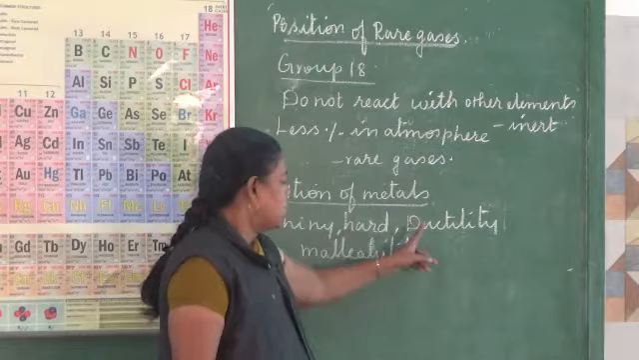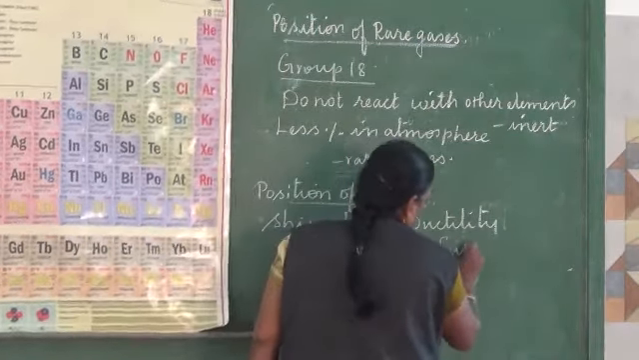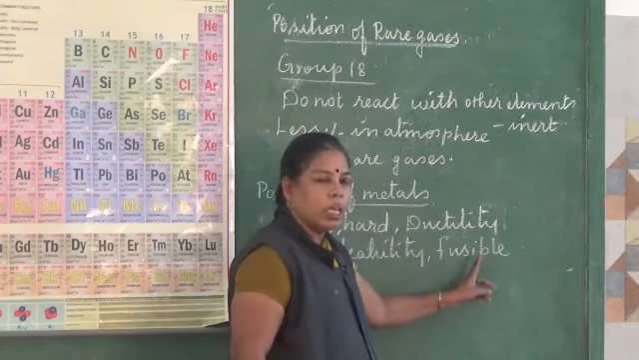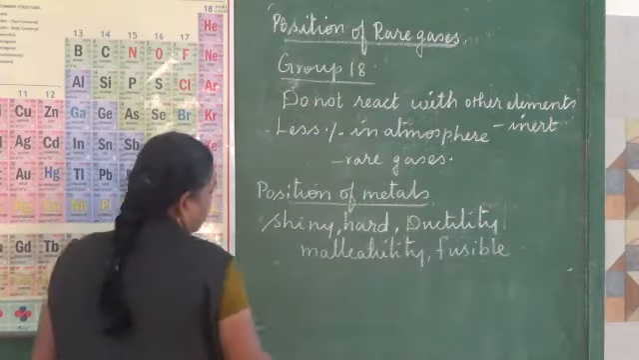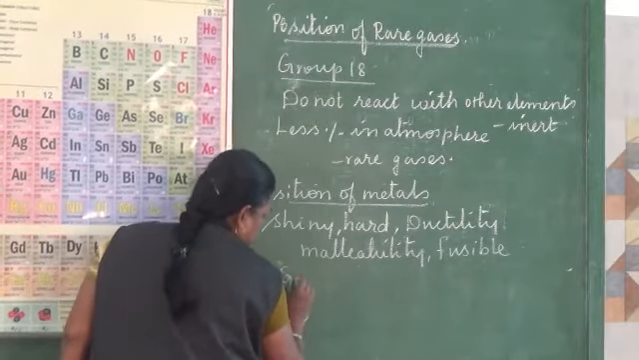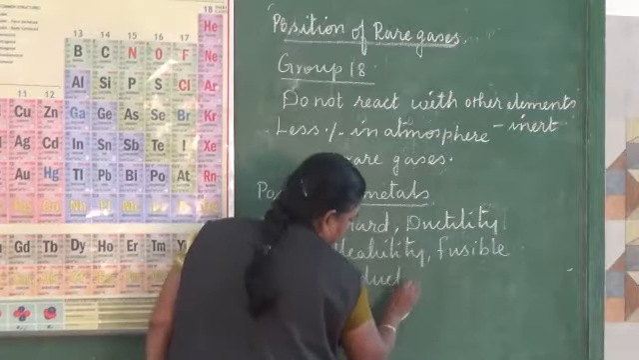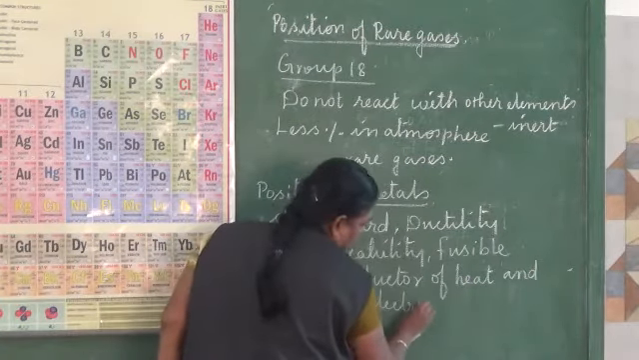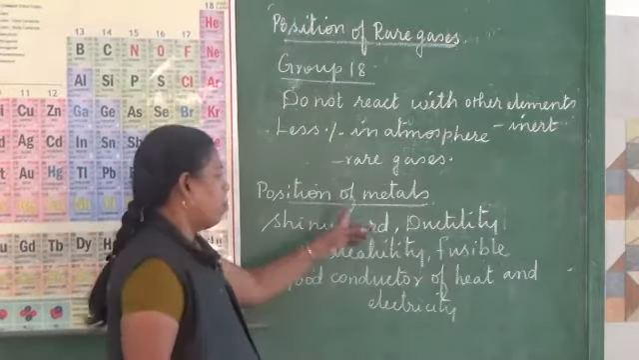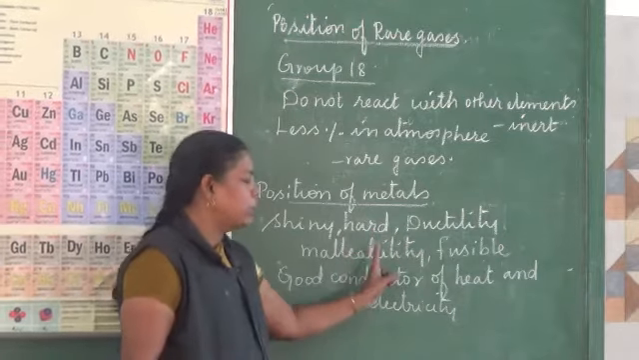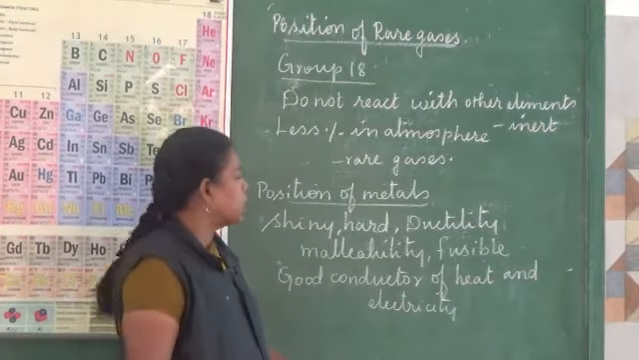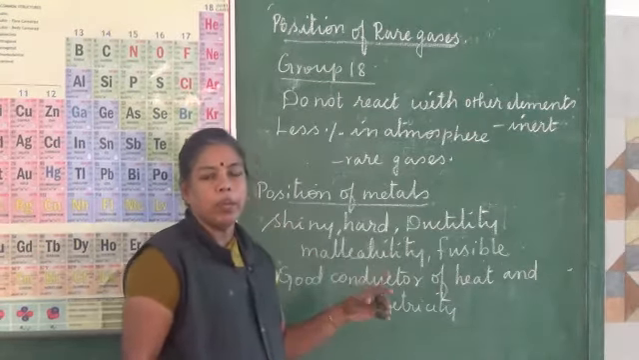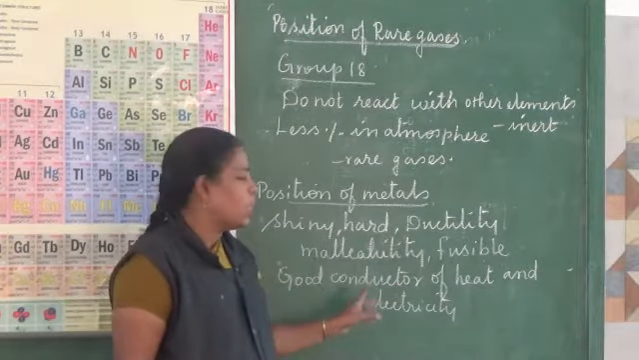So they are shiny, hard, ductile, malleable, and fusible. Fusible means at ordinary temperature they will be in the solid state, and when heated to a high temperature, they will melt into the liquid state. That is called fusible. And they are very good conductors of heat and electricity. These are the unique characters of metals. Most of the metals exist in the solid state except mercury. Mercury is the only metal present in the liquid state at room temperature.